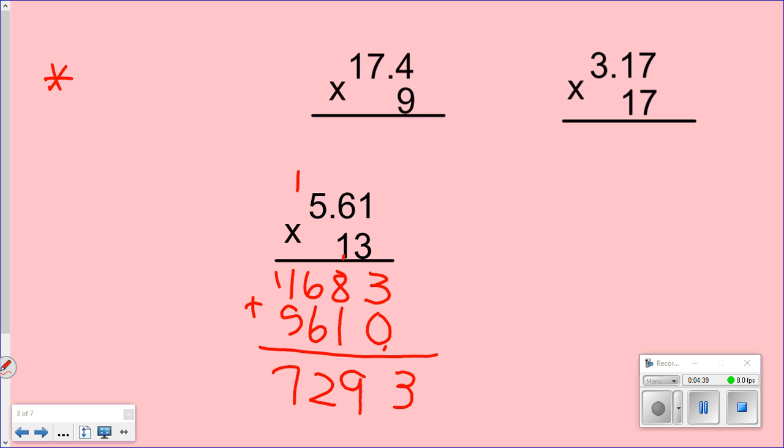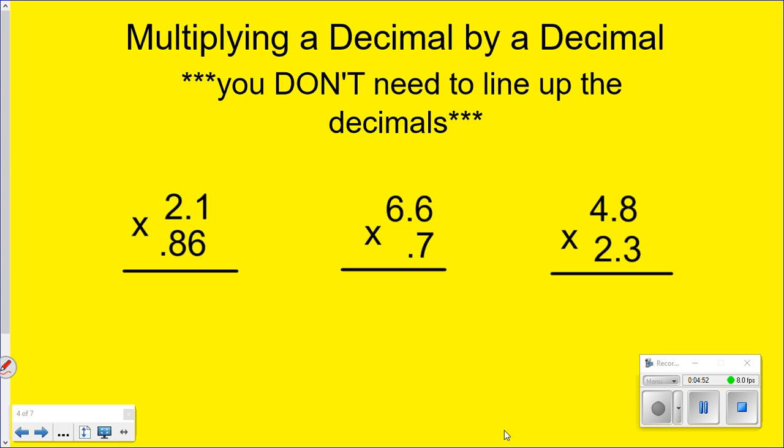This is not a decimal. 2 spots in because I have 1, 2 here. Good job. All right, you try one yourself. You do this one for me. 4.8 times 2.3. Remember, if you're given two numbers, you don't need to line the decimals up. Sometimes that happens just by itself that they line up. Not all the time.